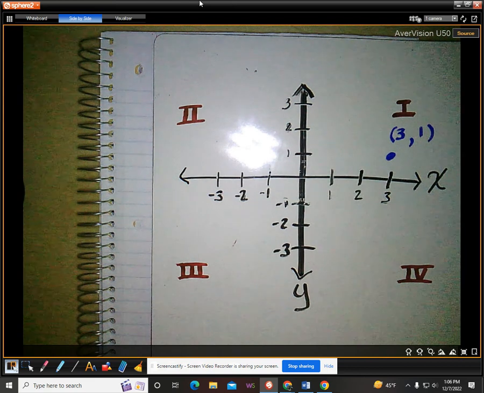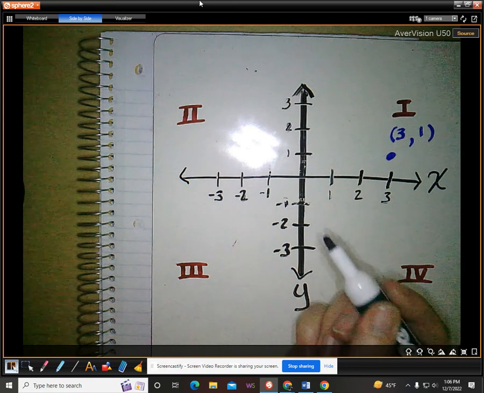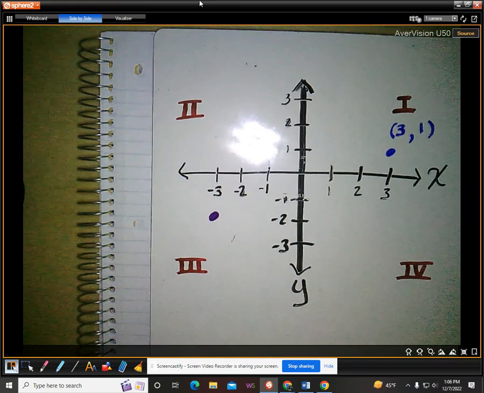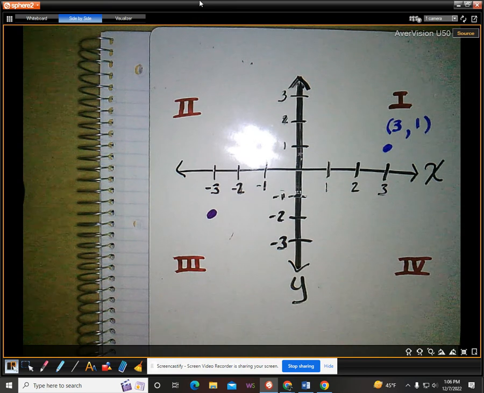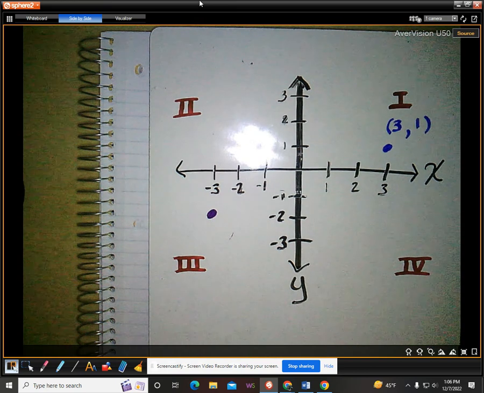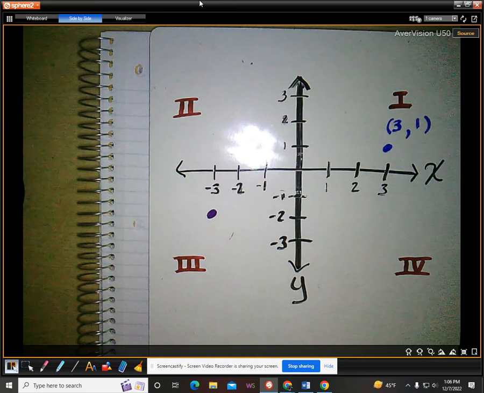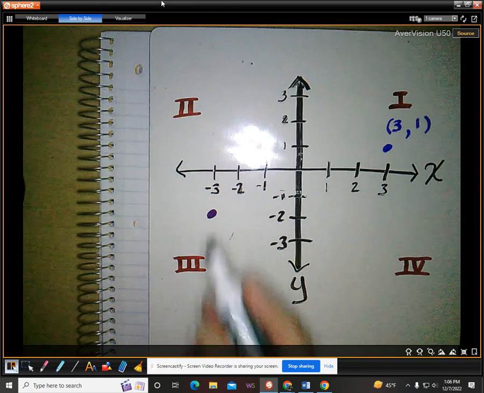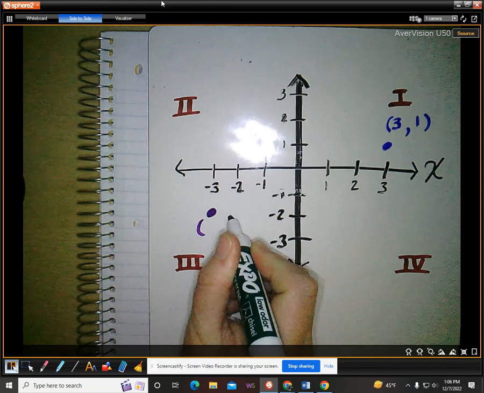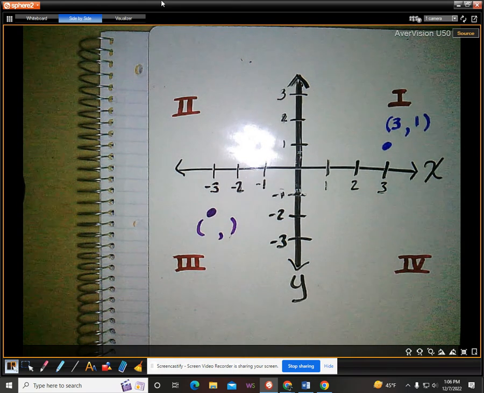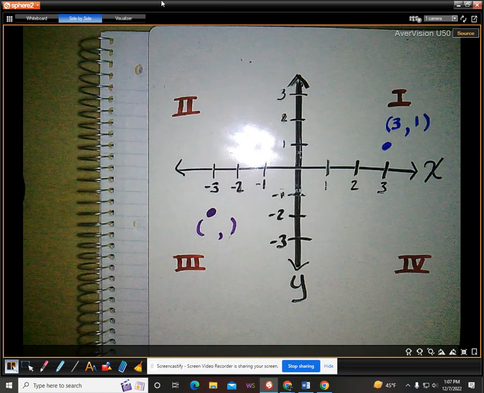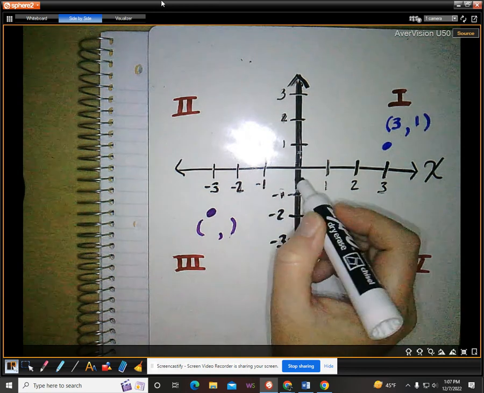All right, let's look at another location. If I have this dot here, okay, which quadrant is it in? Quadrant, not ordered pair. Quadrant. Summer. The third one, quadrant 3. Absolutely. Okay. Now, if I want the ordered pair, I need the value that it is for X and the value that it is for Y. X always comes first.